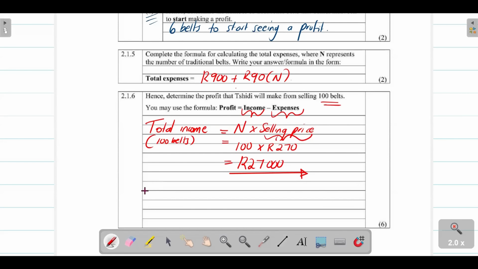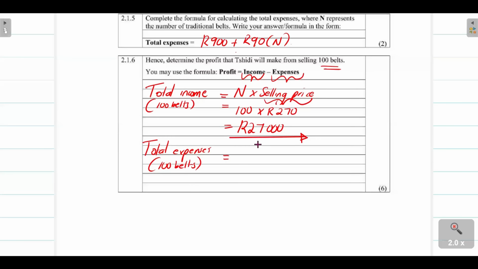Then same thing here. You also need to get the total expenses that she'll have from selling 100 belts. Remember, we've already determined the equation for the total expenses. We said it's that 900 plus the 90 Rand multiplied by N. The bracket means that I am multiplying. So you're going to take that 900 plus that 90 multiplied by 100. I'm just substituting.